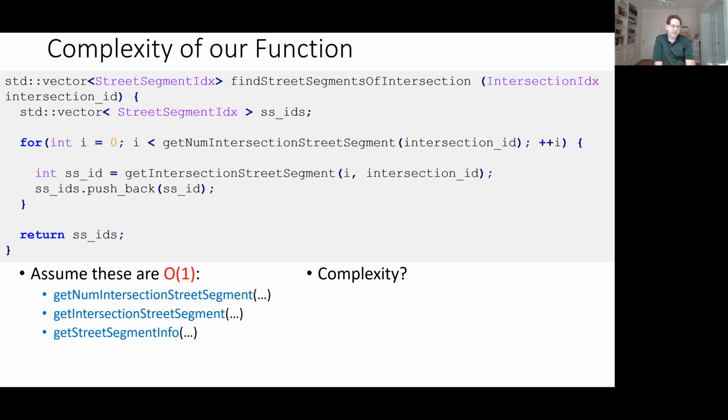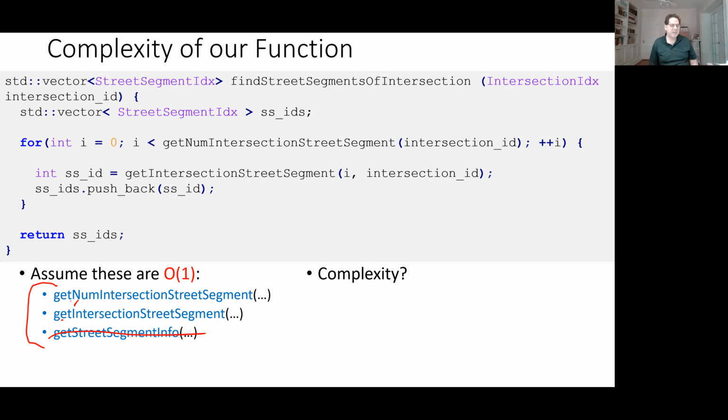Okay, so let's look at the complexity of the function that we just wrote. What do you think the complexity is? All of the get functions that we give you are written to be fast, so they are typically order 1. You never actually called this one, but you called these two, and you can assume they're both order 1. What's the complexity of the overall function?